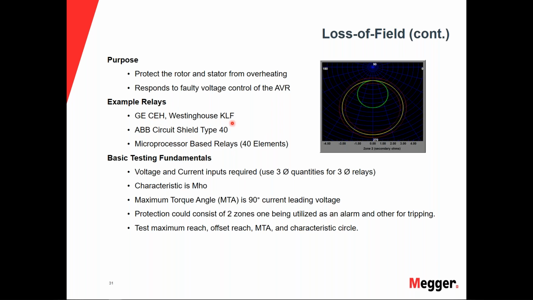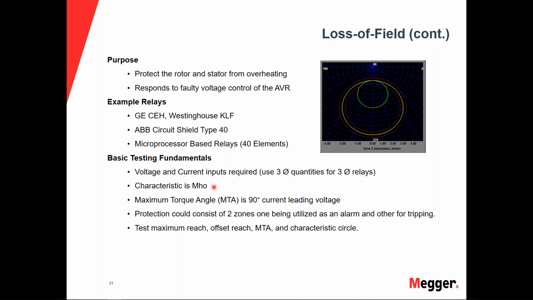Like I was saying, you can have the old KLF, which is what I've been familiar with, and the CEH is out there as well, along with a timer for zone 2. A lot of times it was an old TD5 or TD2 timer. Also, we have the circuit shield type 40. I haven't seen too many of those, and also the microprocessor-based relays with any of the 40 elements in there will do the same type of protection for the generator package.